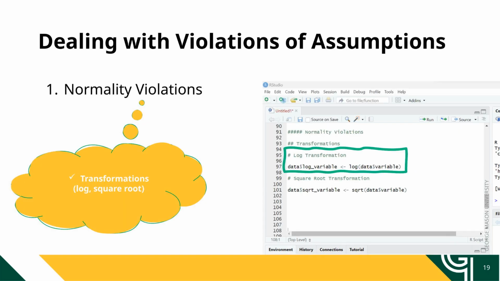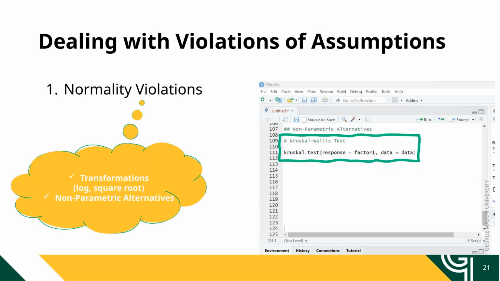Common methods to deal with violations of assumptions. Normality violations can lead to inaccurate p-values and confidence intervals, increasing the risk of Type 1 and Type 2 errors. Log transformation reduces right skewness. If your dependent variable has a long right tail, taking the logarithm can make the distribution more normal. Applying a square root transformation can also help with right skewness. The Kruskal-Wallis test ranks the data and compares the mean ranks across groups. It's useful when your data is ordinal or when you cannot achieve normality through transformations.